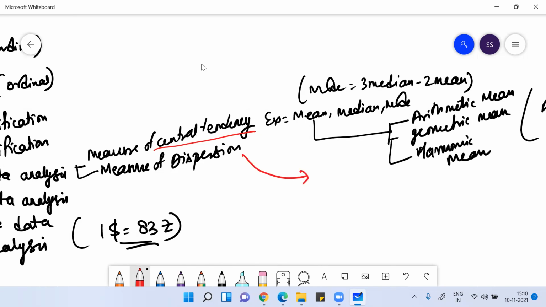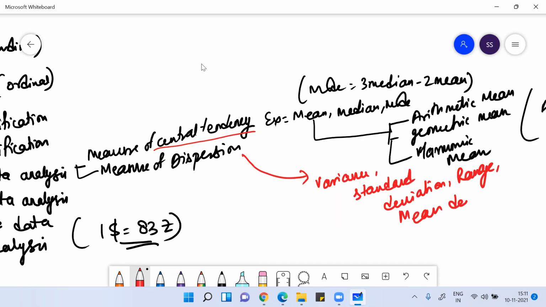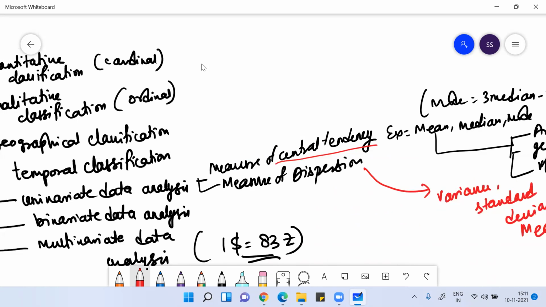In measure of dispersion, we'll study variance, standard deviation, mean deviation, and quartile deviation. So all these things we'll study in measure of dispersion. Measure of dispersion and measure of central tendency are the part of univariate data analysis.